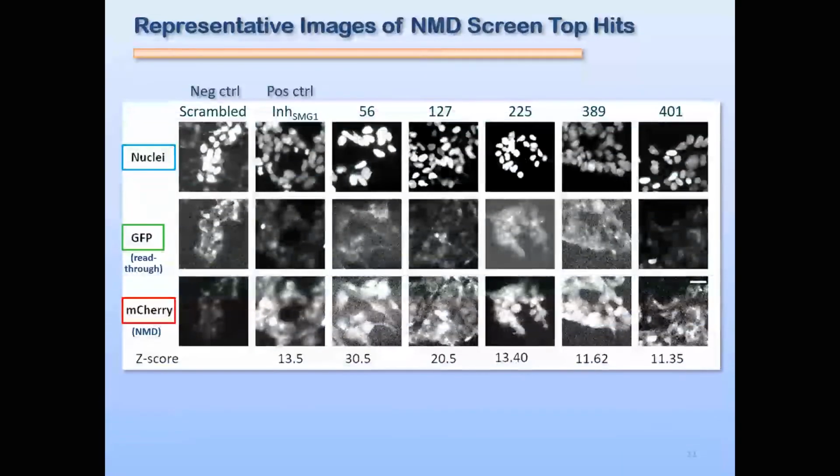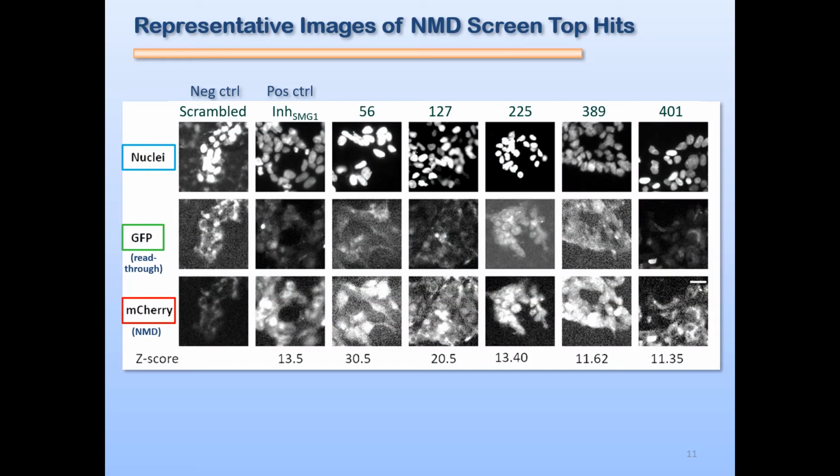So these are representative images of the NMD screen top hits. And here at the bottom, you can see the scores that we obtained for these genes. So basically, the last row is actually the one that was used to obtain these scores, an increase in the fluorescence versus the negative control, that is the scrambled shRNA on the very left, gives you the score that we have written here.